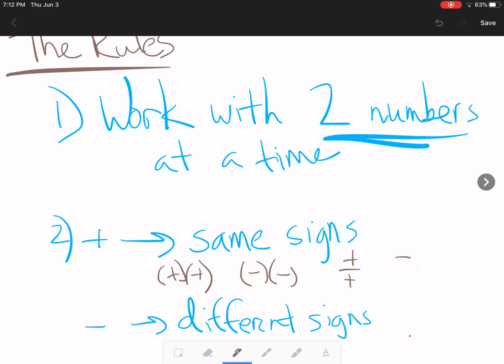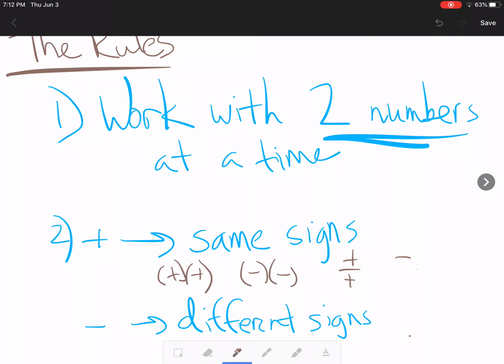The first rule I want to really stress and emphasize here is that we're going to work with two numbers at a time. Eventually we'll start off with examples that only have two numbers, but as we build up and maybe have three or four numbers, you always want to work with two numbers at one time, because that helps us with our second rule, and that is we're going to have a positive number if we have the same signs.